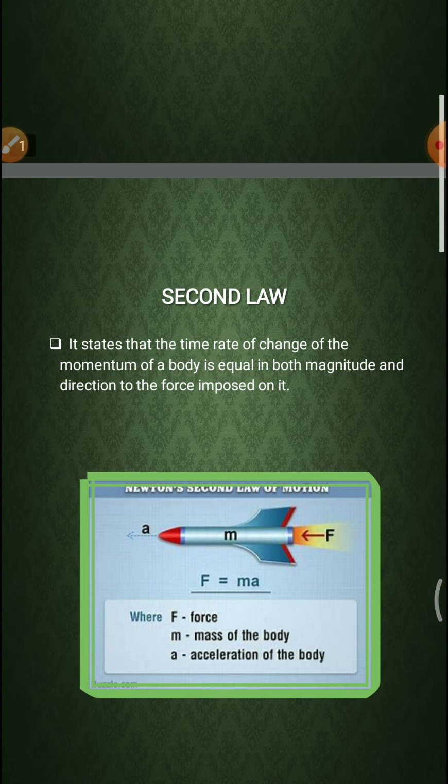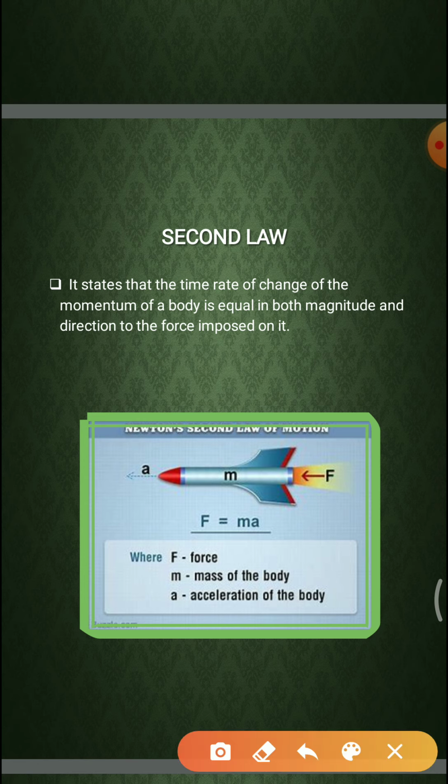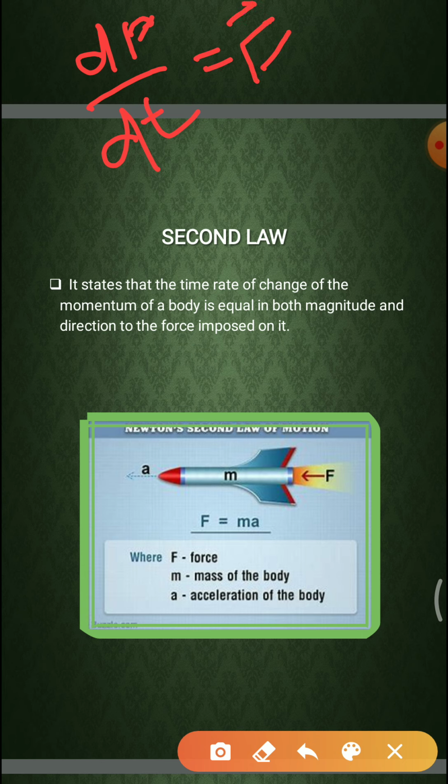Newton's second law states that the time rate of change of momentum of a body is equal to both the magnitude and the direction of a force imposed on it. Means here dp upon dt, the rate of change of momentum, is equal to F bar. F bar means force with its direction.